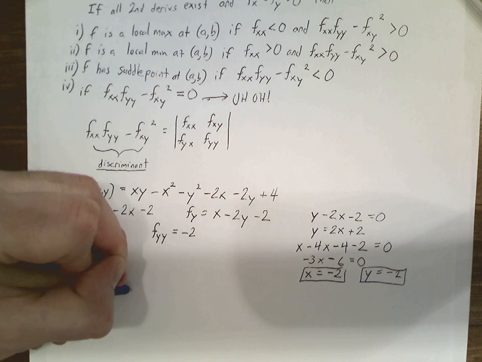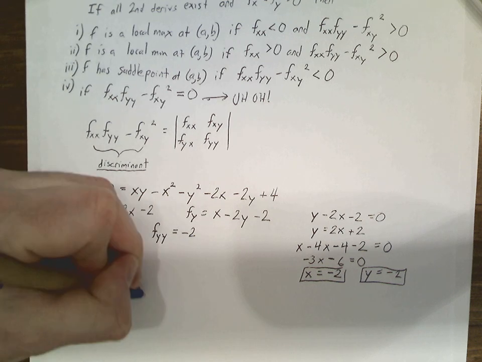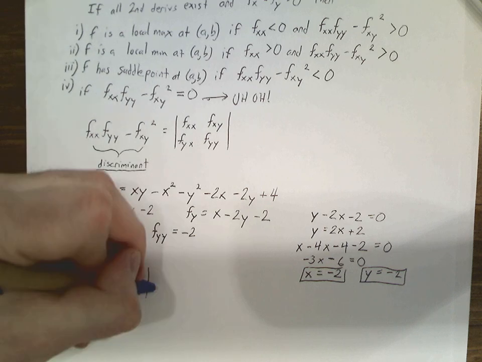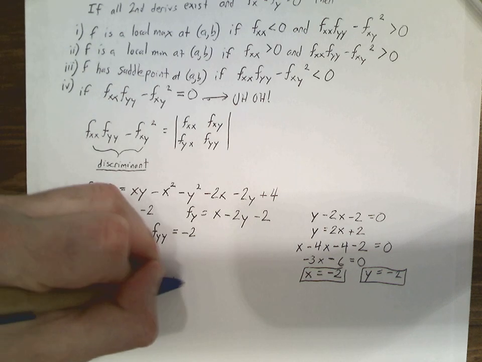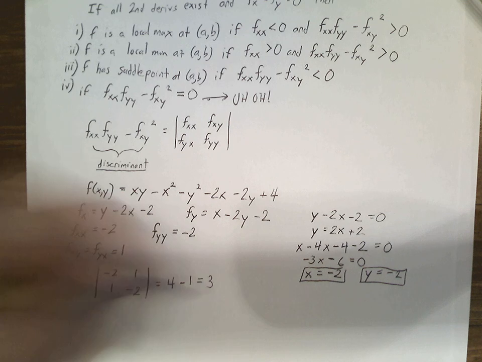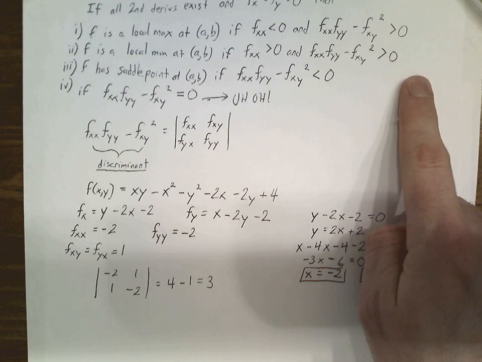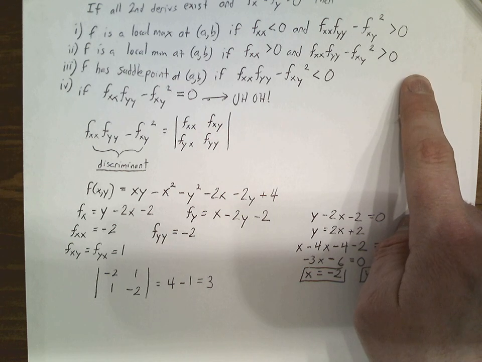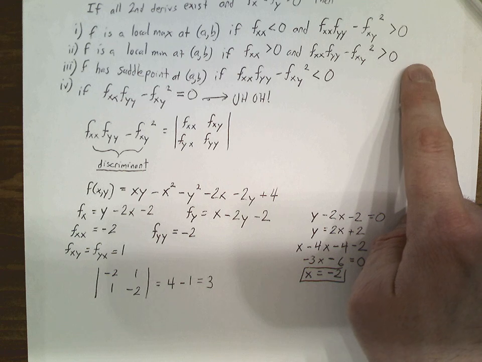Negative 2 there, negative 2 for our double y, and then we get 1 and 1 on the off diagonal. We take the discriminant: negative 2 times negative 2 gets us positive 4, minus 1 equals 3. So we have a positive discriminant here. We consult our chart up here for the second derivative test. So it's either going to be a local max or a local min because the discriminant was positive.